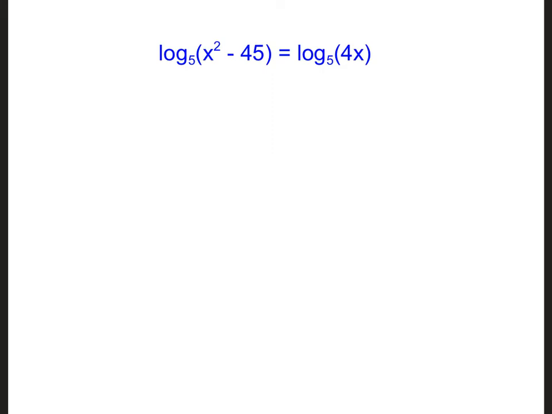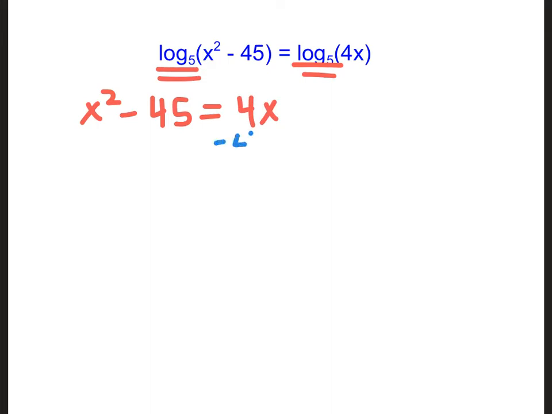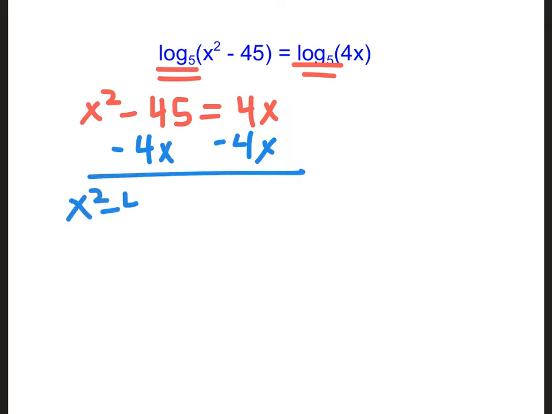All right, we have log base 5 of x squared minus 45 equals log base 5 of 4x. Again, since these are both the same, we can just set the other stuff equal. So we're going to do x squared minus 45 equals 4x. Again, I want to move that 4x to the left side, so I'm going to subtract 4x from both sides. And we get x squared minus 4x minus 45 equals 0.